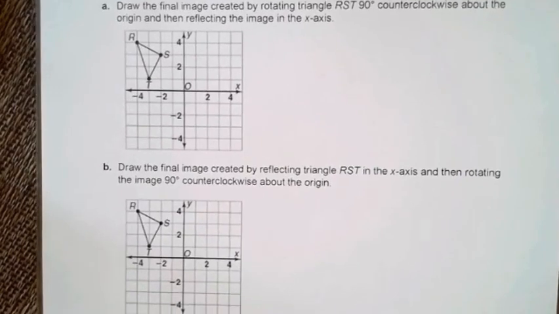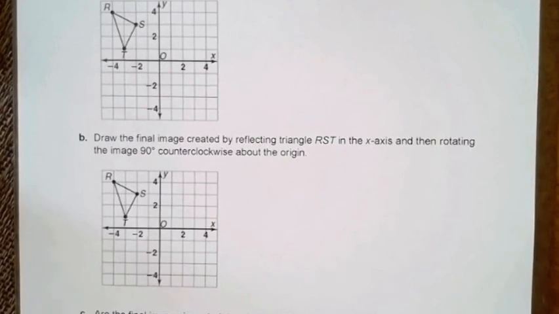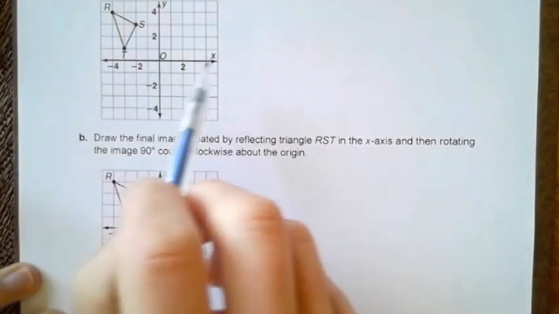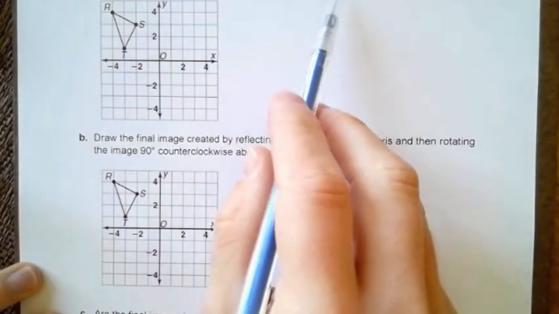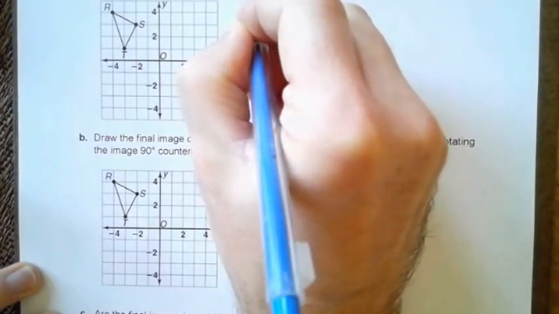In example 7, it says to draw the final image created by rotating triangle RST 90 degrees counterclockwise about the origin and then reflecting the image in the x-axis. So here is our original triangle RST. We're first going to rotate it 90 degrees, and then we're going to reflect it in the x-axis. So we need to know what our rules are.